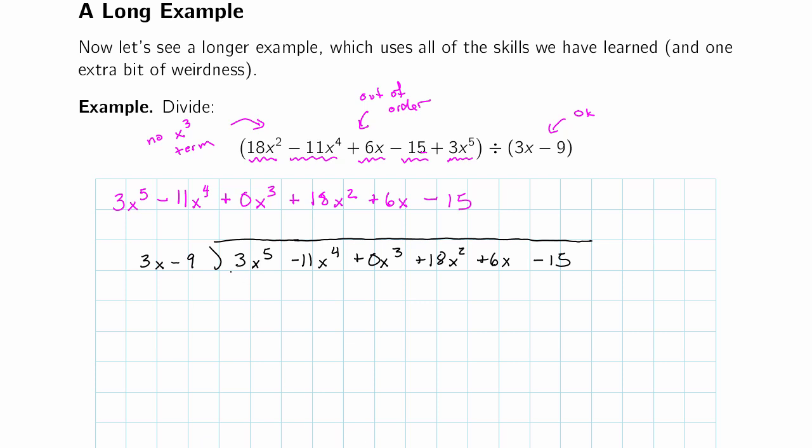Okay, so first step is divide. 3x to the 5th divided by 3x is just x to the 4th. X to the 4th times 3x is 3x to the 5th. X to the 4th times negative 9 is negative 9x to the 4th. And we subtract. 3x to the 5th minus 3x to the 5th is 0. Negative 11x to the 4th minus negative 9x to the 4th is negative 2x to the 4th. Bring down the next term. We finished a round, take a deep breath.